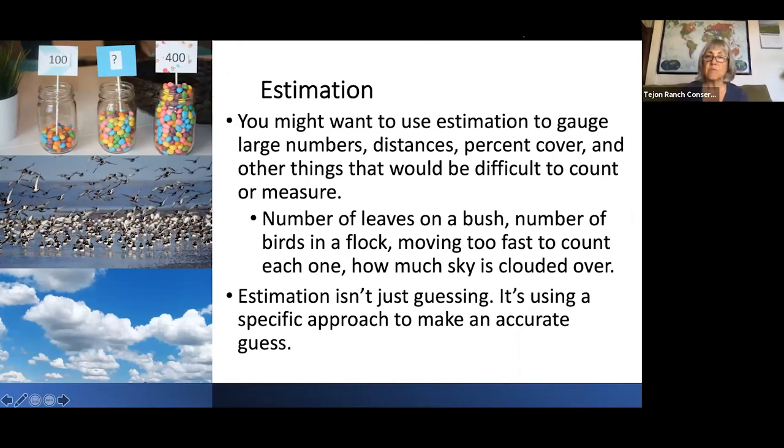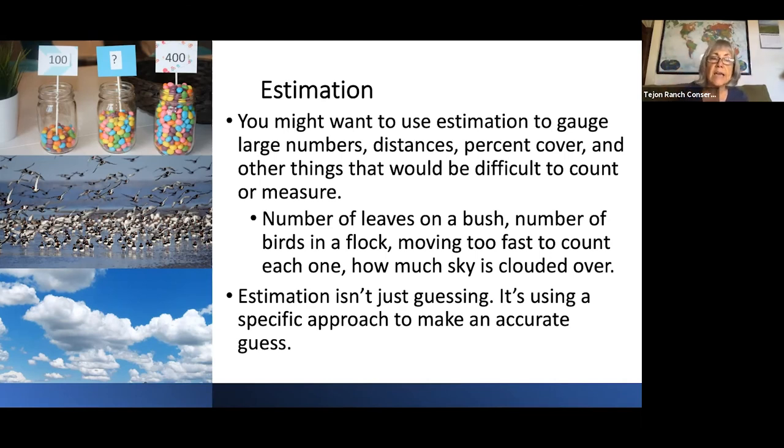Okay, in this next lesson, we're going to talk about estimation. So this is a totally separate journal page from all of the previous ones. You might want to use estimation to gauge large numbers, in the form of distance, in the form of percentage of coverage, things that might be difficult to measure either with tools or biometrics. So for example, if I was looking at a bush, it's a large number of leaves and I'm going to count leaves. I'm not going to do it by counting each and every individual leaf. I may be able to break it down into sections and estimate.